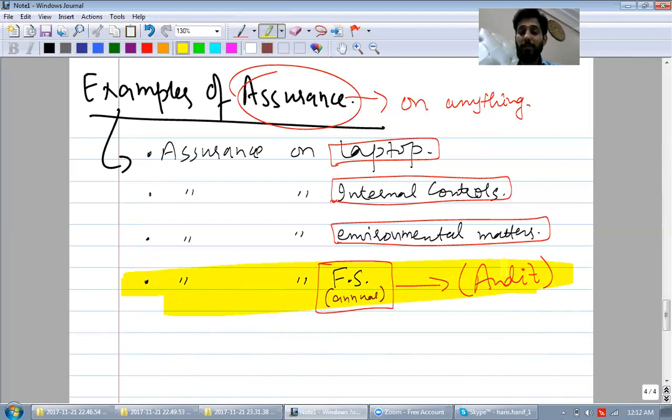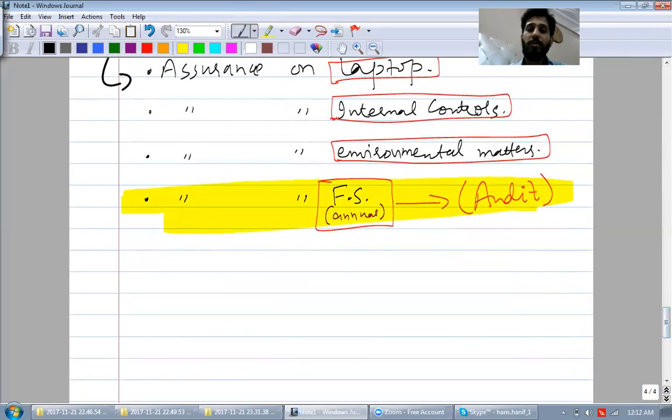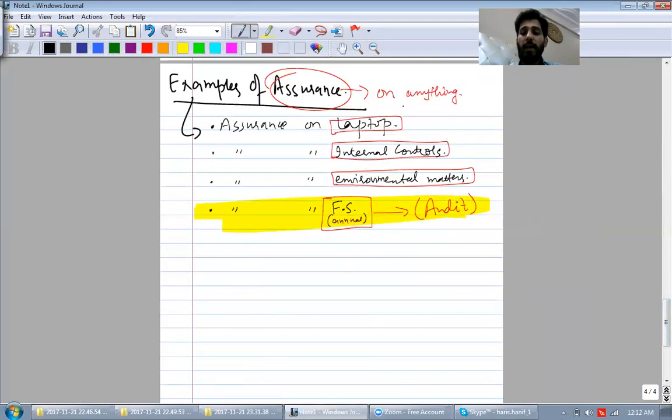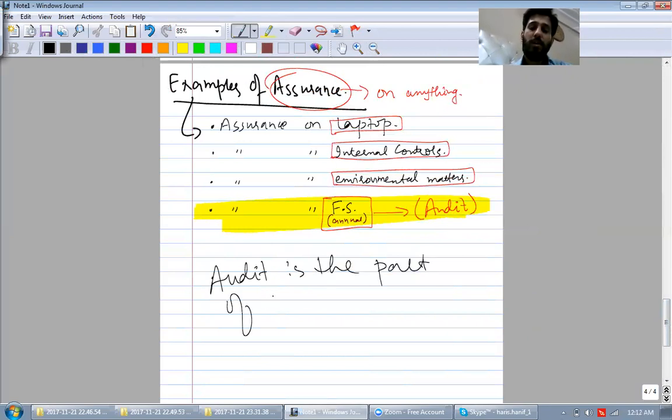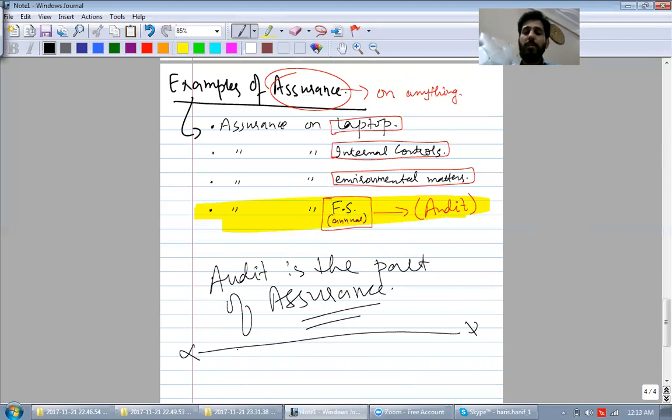Now there is a technical definition by ISA, International Standards on Auditing, which we are going to study later in the chapter. So assurance is a broad term which can be given on anything. If that thing is the annual financial statements, that is technically termed as audit. So we can say audit is a part of assurance.